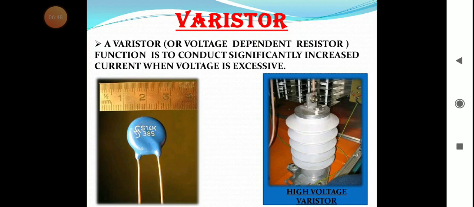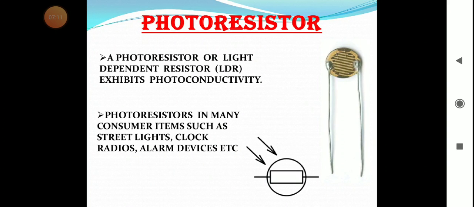Varistor. A varistor, or voltage dependent resistor, functions to conduct significantly increased current when voltage is excessive. That is a variable resistor. Voltage dependent resistors: if the voltage varies, the current will increase with that.